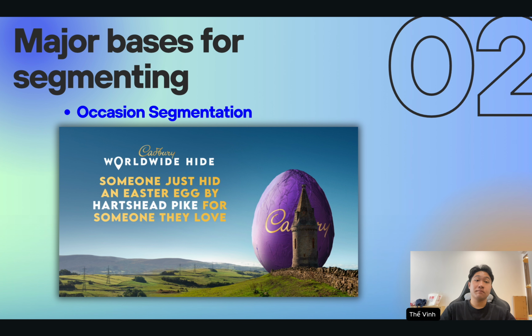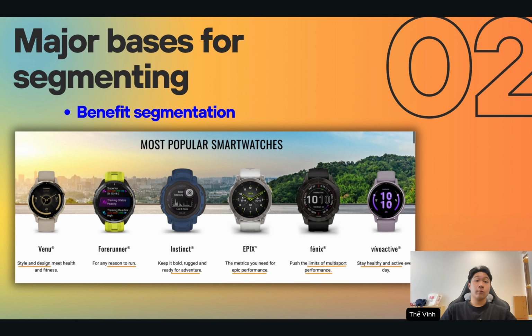Then we have benefit segmentation, which focuses on the specific benefits customers look for in a product. For instance, Garmin designs watches that emphasize different benefits, lifestyle, performance, or health tracking, for different customer needs.